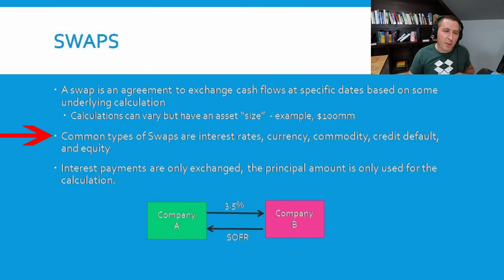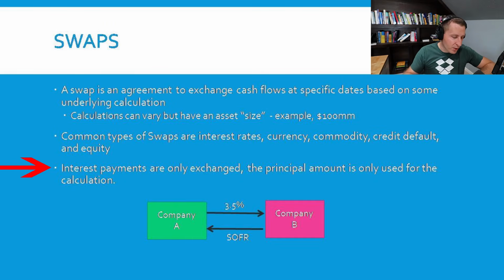Also, you can do swaps with commodities, credit defaults, and equity as well. I'm not going to get into all these different examples here, but the general principle applies where cash flows between two sorts of assets get exchanged for some sort of price. Interest rates, I think, are one of the easiest examples to understand, and they're fairly common instruments to be used. Imagine you have two companies here.